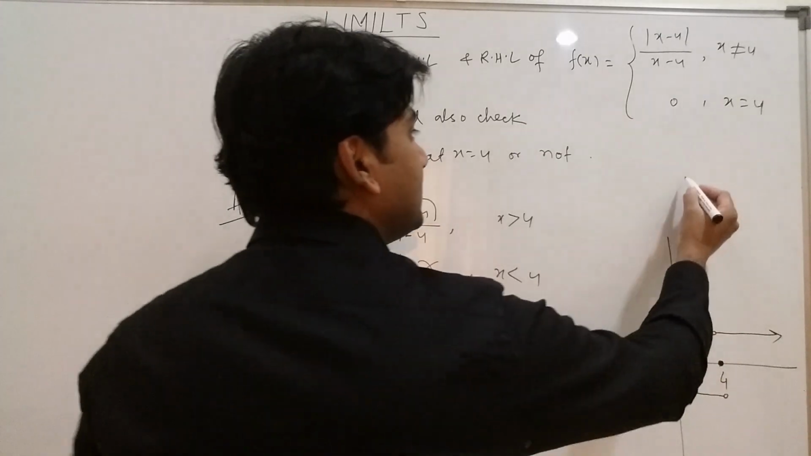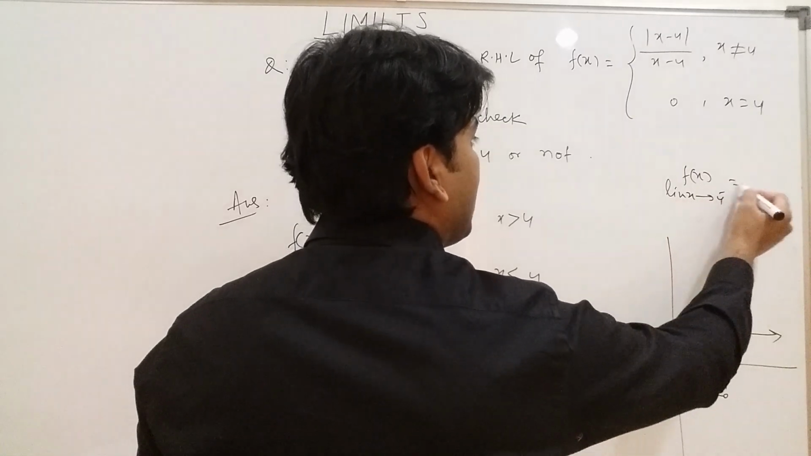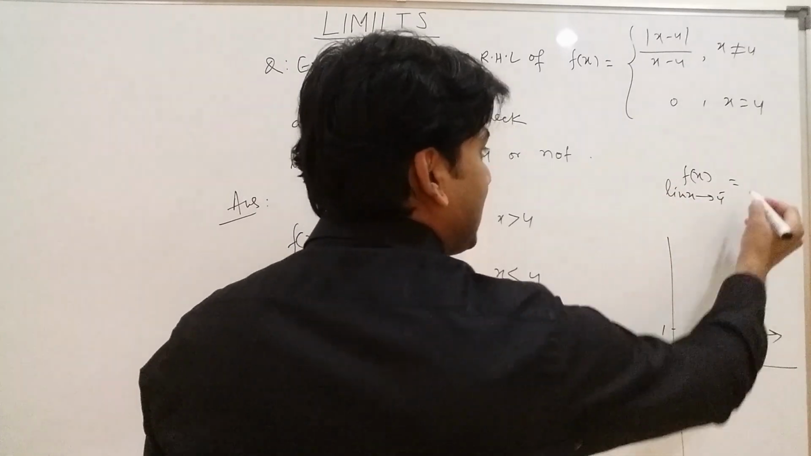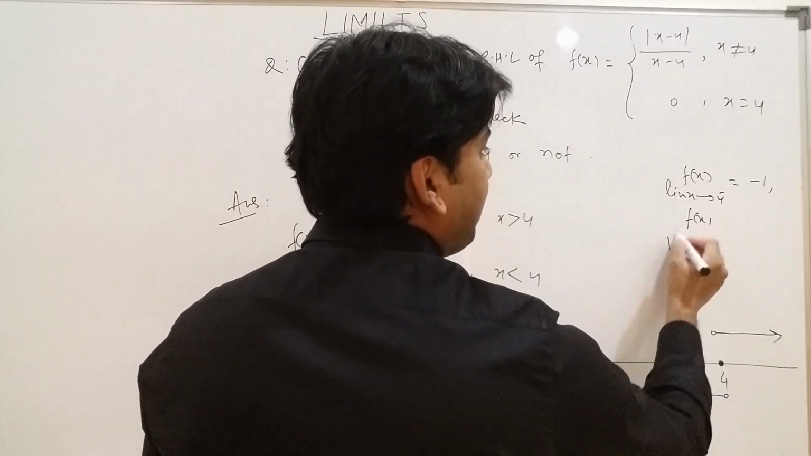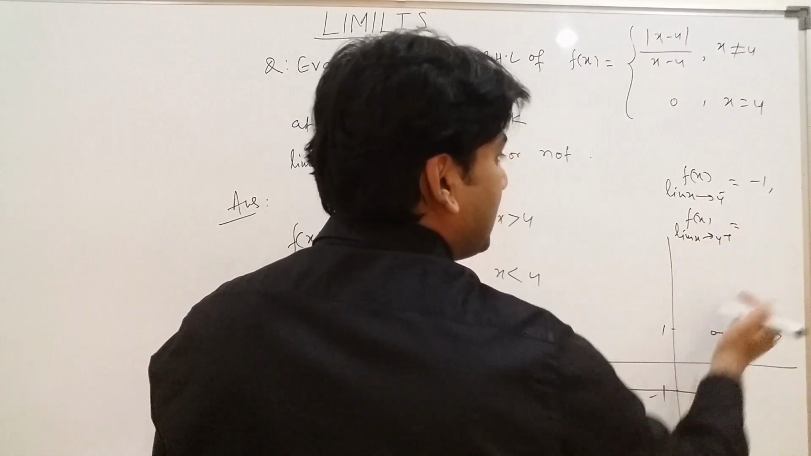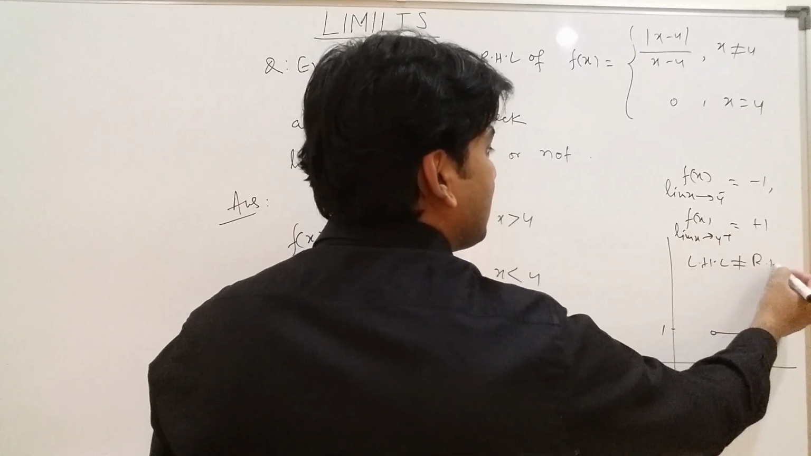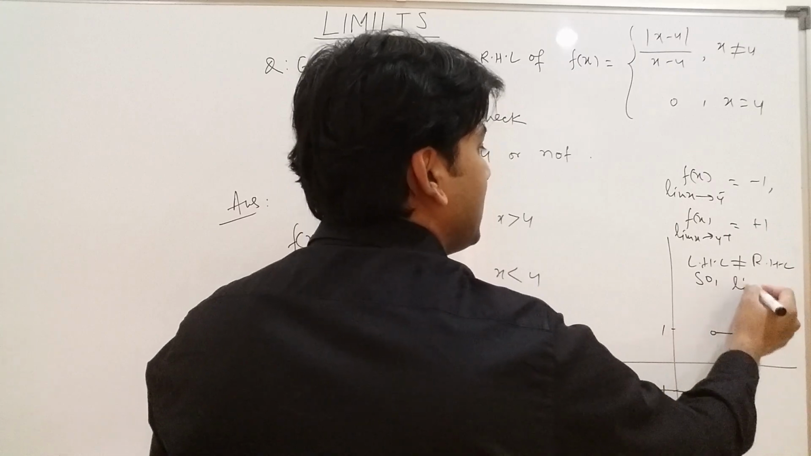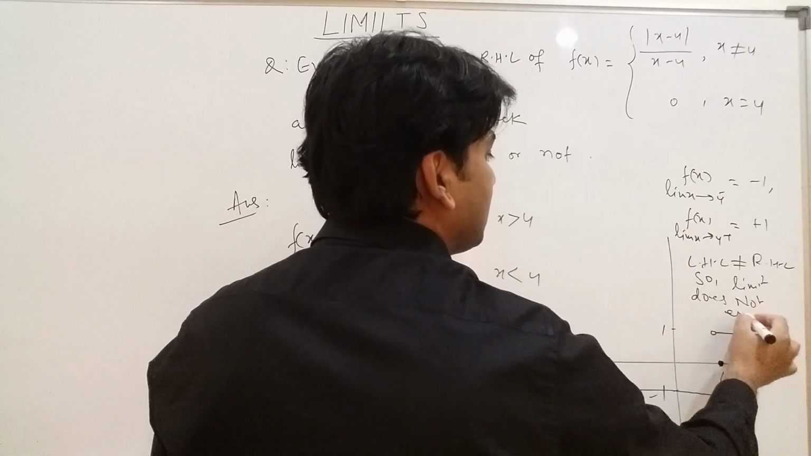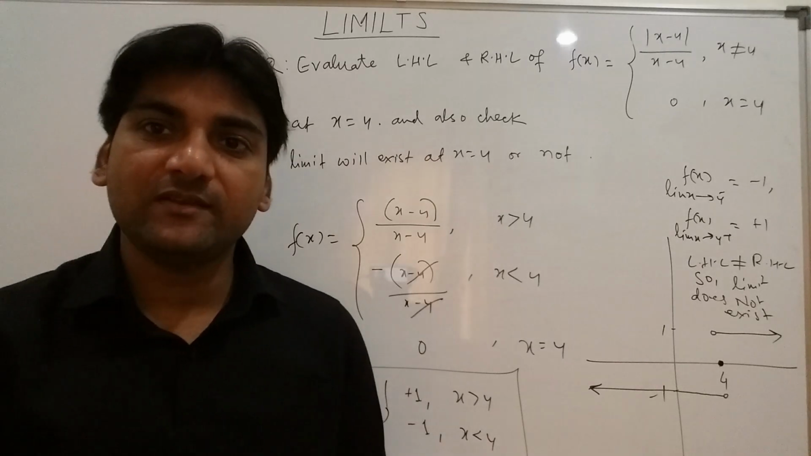So here I can write from the graph: limit of f(x) as x tends to 4 negative, I mean the left hand limit, which is minus 1. And limit of f(x) as x tends to 4 positive, just greater than 4, which is plus 1. So what I have learned here is that the left hand limit does not equal the right hand limit. So the limit does not exist. I hope you understood why the limit won't exist in this question, right?